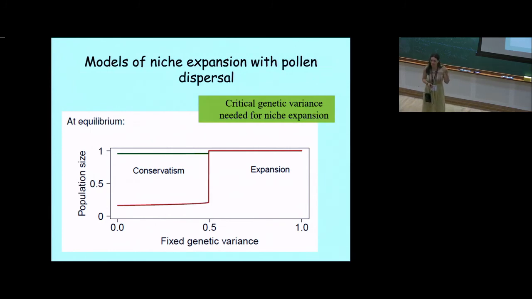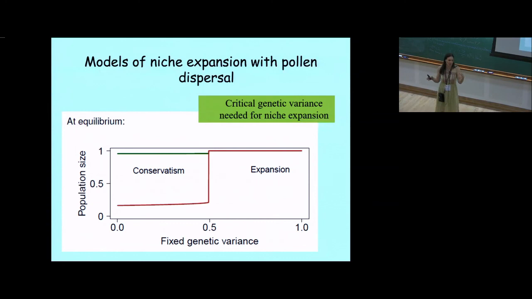So it's not only that you need genetic variance to adapt to any new environment, you need some critical amount of genetic variance. If you've got a level of genetic variance below that critical level, you will not evolve, you will not succeed in colonizing and adapting to this environment. If you have enough genetic variance to be above this threshold, then you're going to adapt and expand in this new environment.